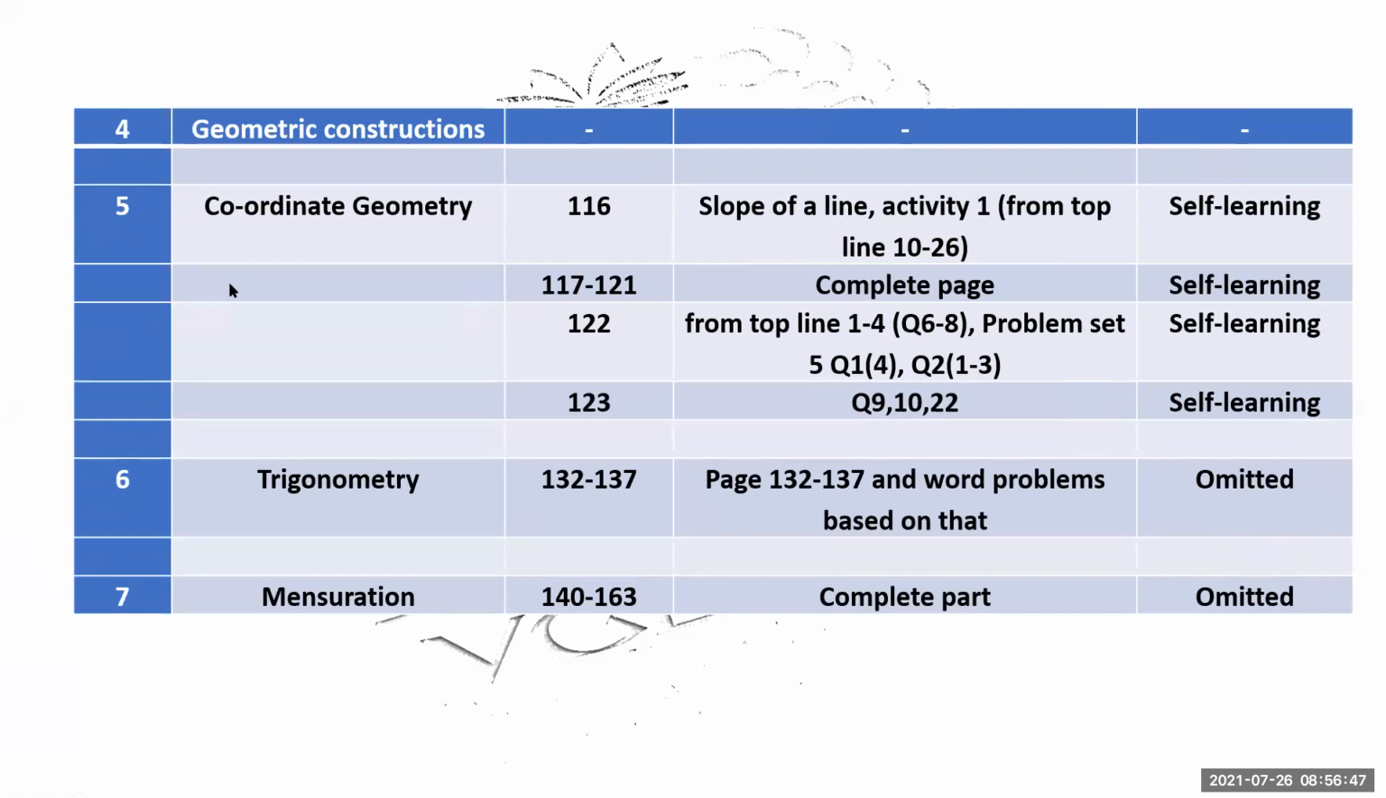Okay. Now, chapter number 4, geometric constructions. In this chapter, nothing has been reduced. So the complete chapter will be there for evaluation. After chapter number 4, we move to chapter number 5, coordinate geometry. In coordinate geometry, page 116, slope of a line, activity 1, from top, line 10 to 26, self learning.